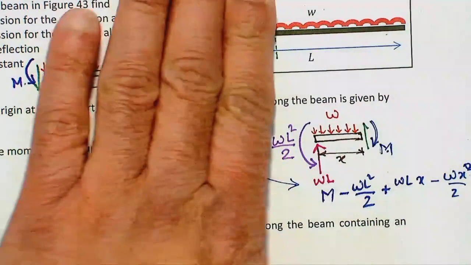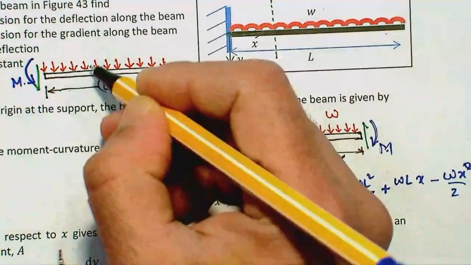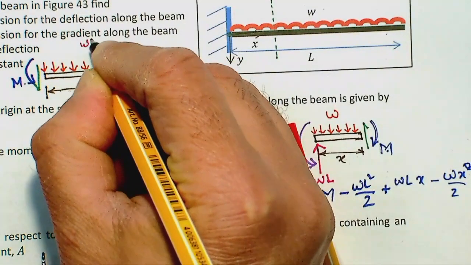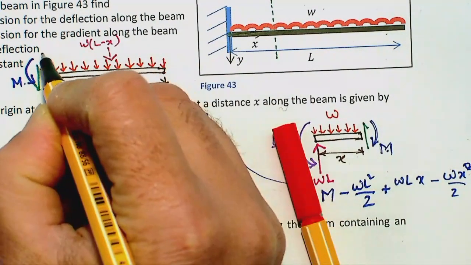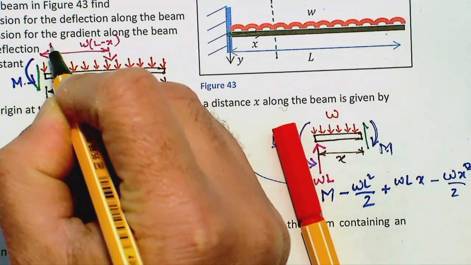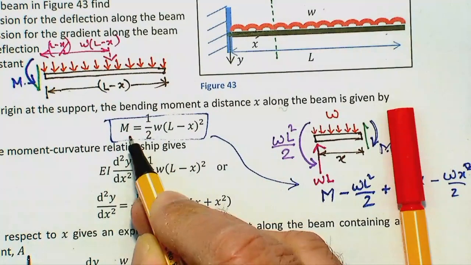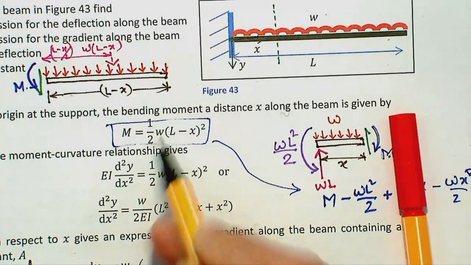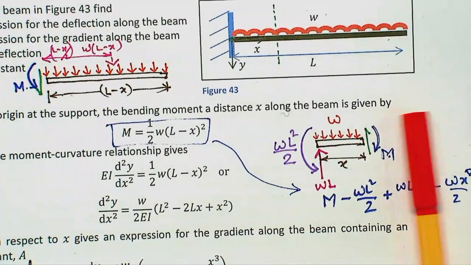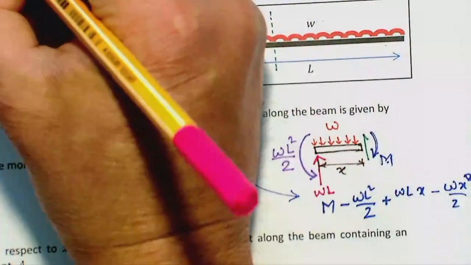So one set of load is W times (L minus x). So the total load would be W times (L minus x). That's the total load, and it will act at half the distance, which is (L minus x) over 2. So your moment is W times (L minus x) times (L minus x) over 2. So that gives you half W (L minus x) squared. So the first step is done.